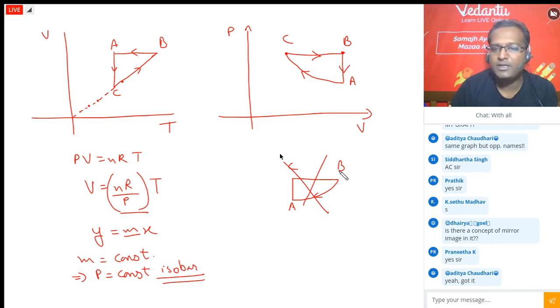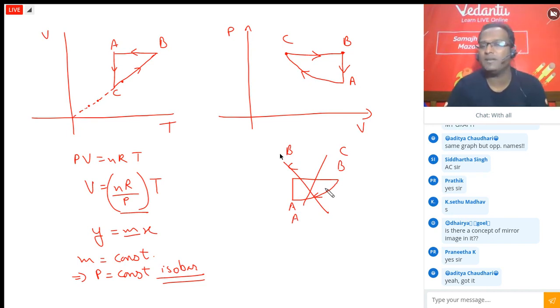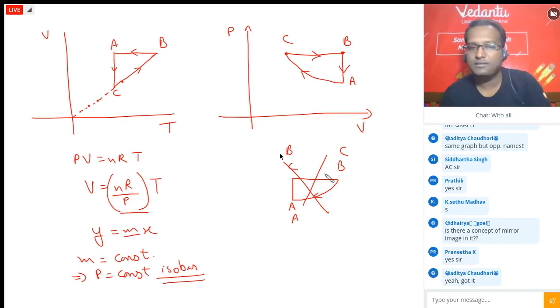Sir, wait, I did not change B and C. I wrote this as C, this as B, this as A. Now why is it wrong? Because your process came counter-cyclic. Mine was clockwise, yours came anti-clockwise. Got it?